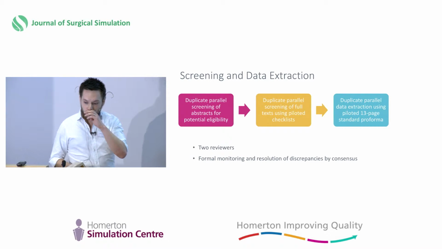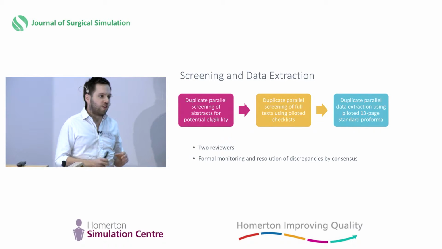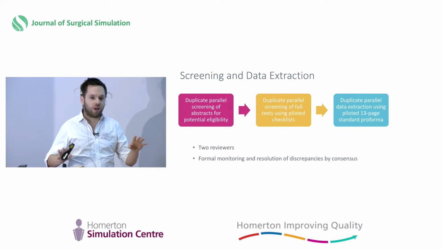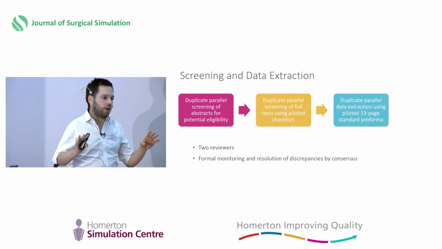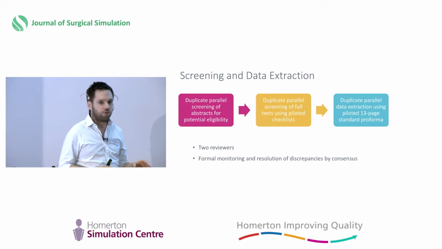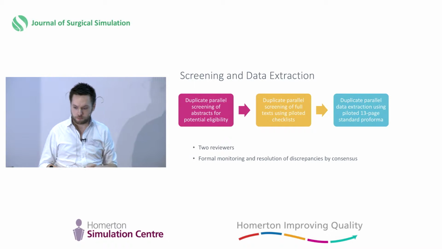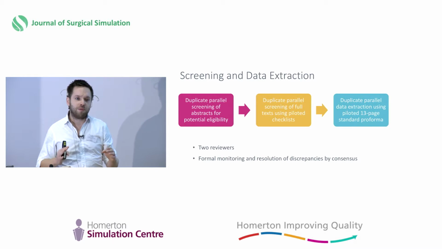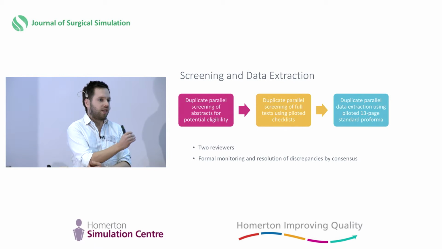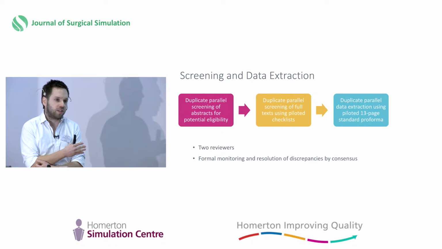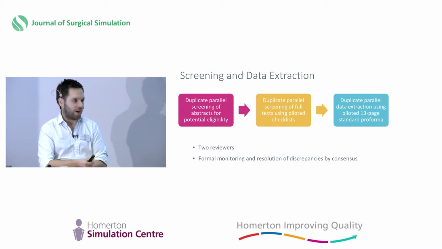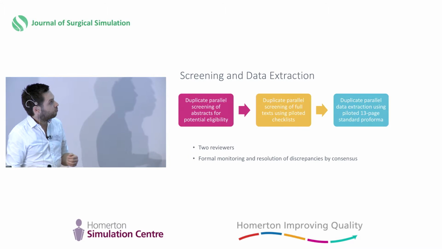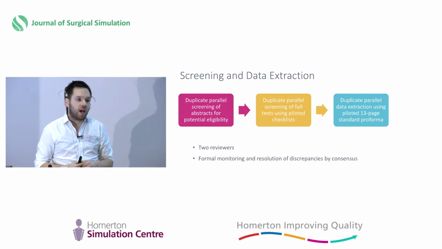Following that, we went through all of the abstracts. So at this point we had 2 reviewers all the way through who were working in parallel but separately so that we could try and reduce the risk of selection bias through the systematic review. So we screened for any potential eligibility, aiming for sort of a higher sensitivity than specificity, aiming for sort of over-inclusion at that point. We then gained all of the full texts and did a very similar process with those.